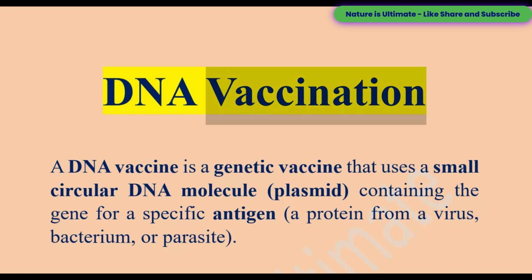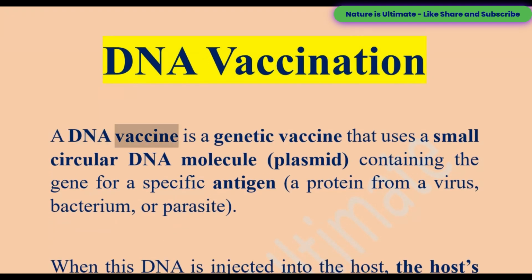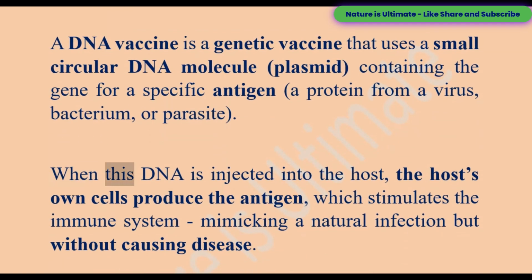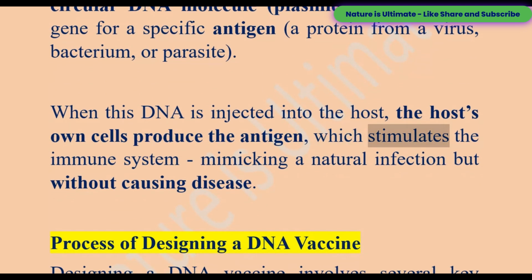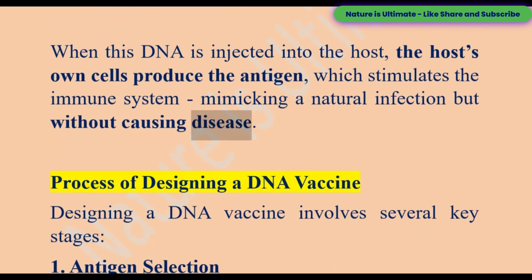DNA vaccination. A DNA vaccine is a genetic vaccine that uses a small circular DNA molecule, a plasmid, containing the gene for a specific antigen, a protein from a virus, bacterium, or parasite. When this DNA is injected, the host's own cells produce the antigen, which stimulates the immune system, mimicking a natural infection but without causing disease.